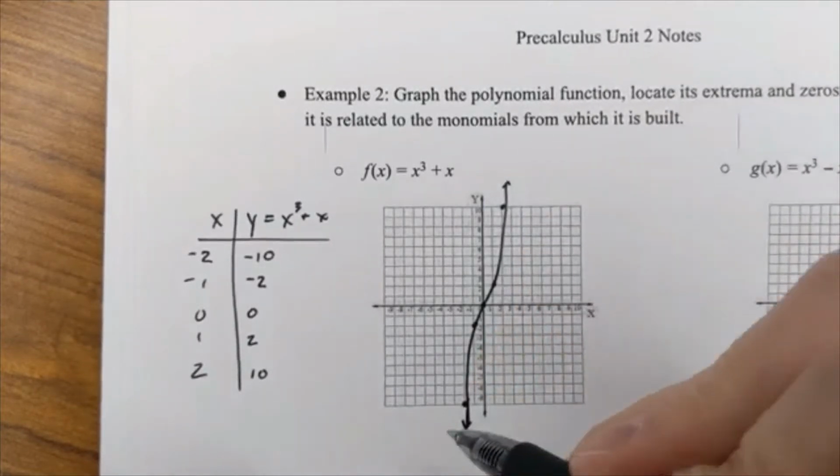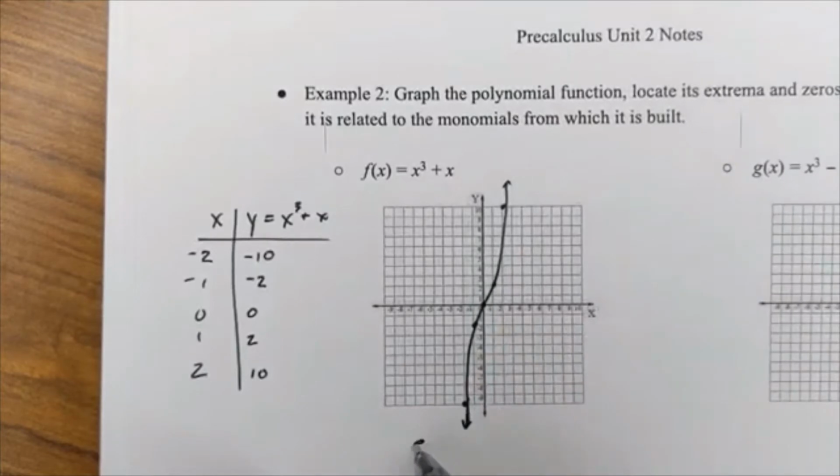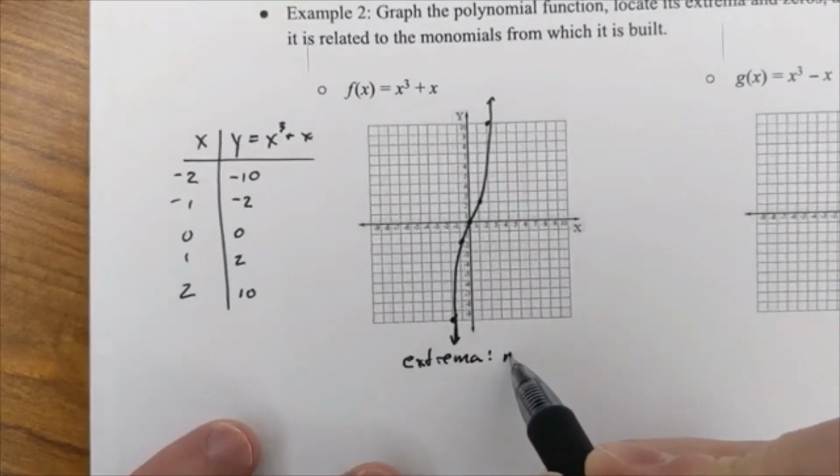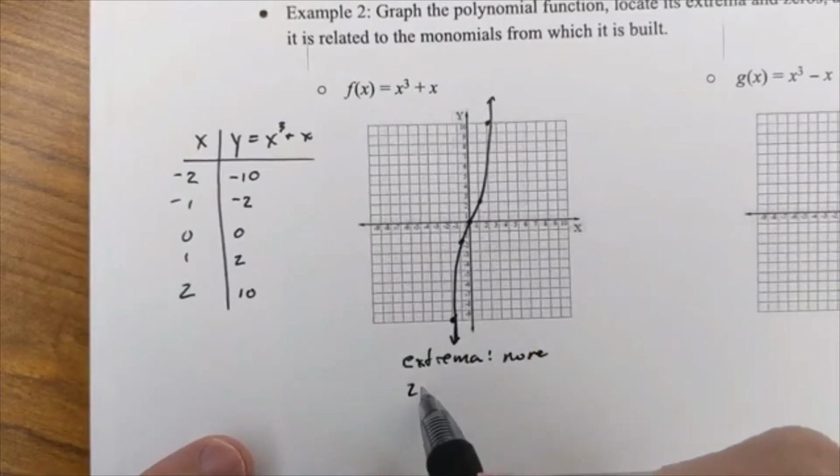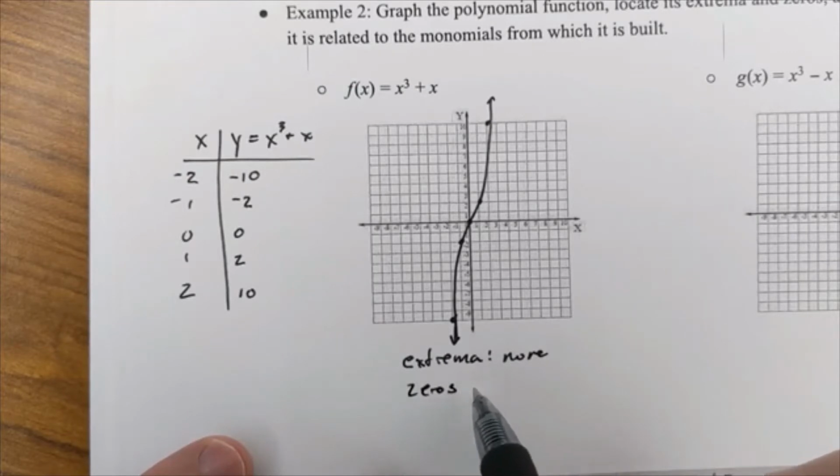So extrema means if there's any max or mins. So for this guy, this extrema, there are none, because this graph goes up and down forever. For the zeros, that's where it crosses the x-axis. So that would be at (0, 0).